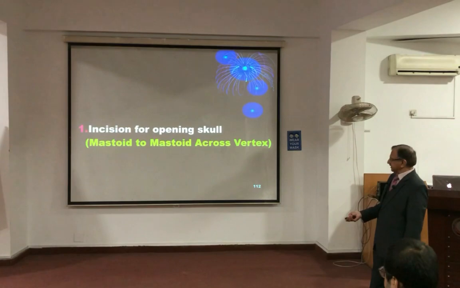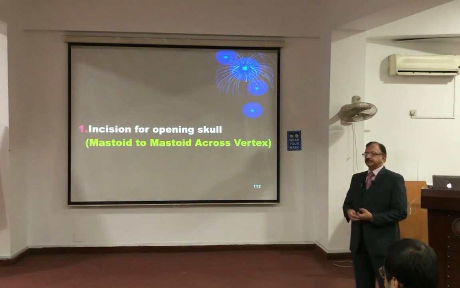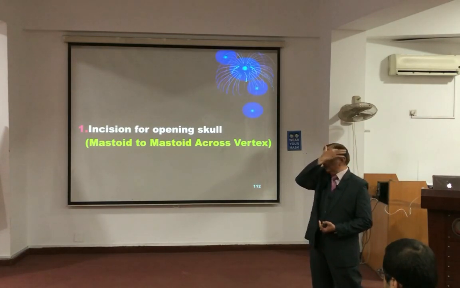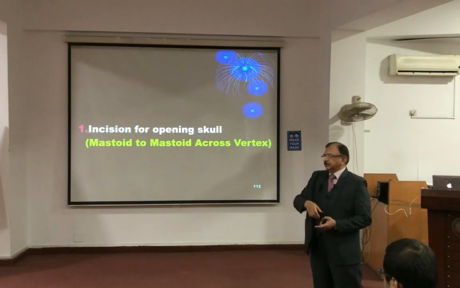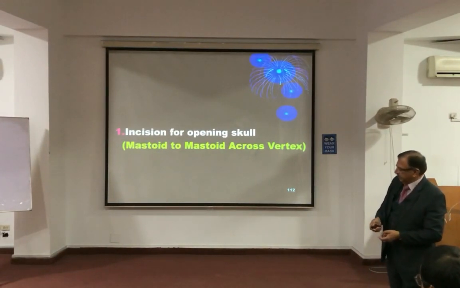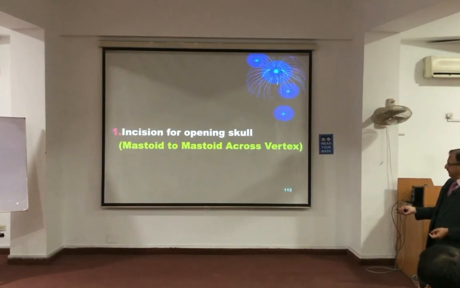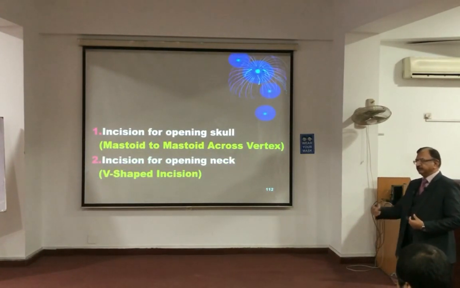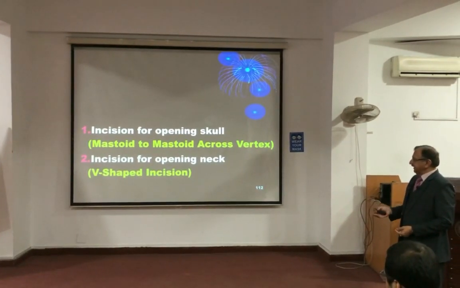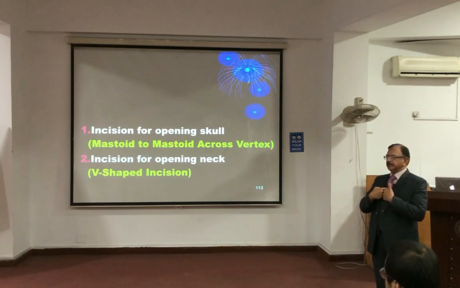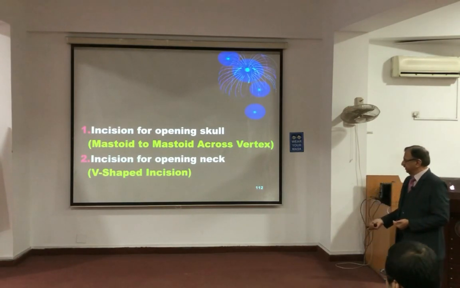The primary incision, the first, is for the skull. It is from one mastoid process across the vertex to the other mastoid process. This is the primary incision for the skull, and it is scalp deep, and you are cutting the full thickness of the scalp. Then for the neck, it's a V shape extension from the mastoid, joining in the middle above the manubrium. It's a V shape incision for the neck.